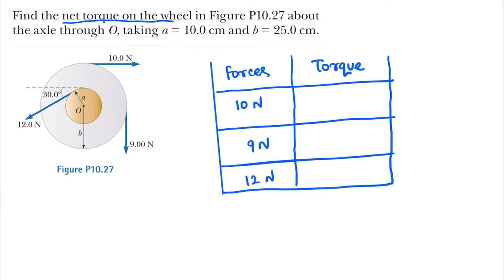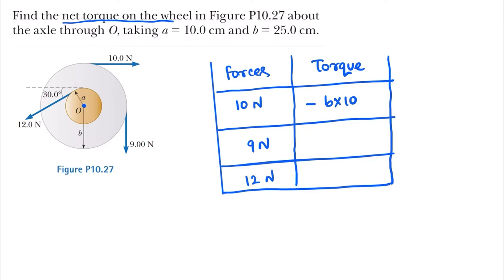So for the force 10 Newton, the fixed point is this O, and we draw a straight line perpendicular to the force 10 Newton. So this distance is B. It is given here. So the torque is B into 10. Is it positive or negative? So we go from the fixed point to the force and we are moving right. So this is a clockwise rotation. The torque is negative. So the sign is very important for the torque questions.